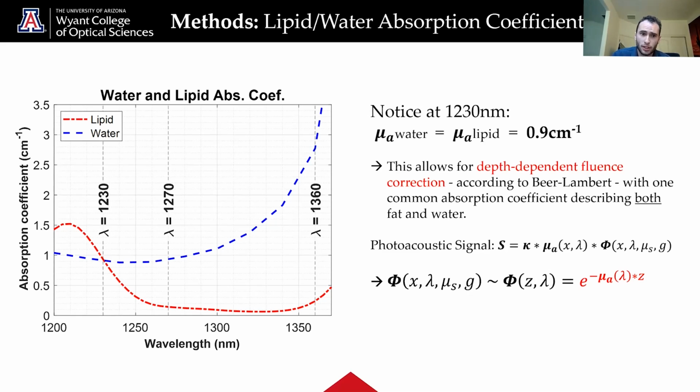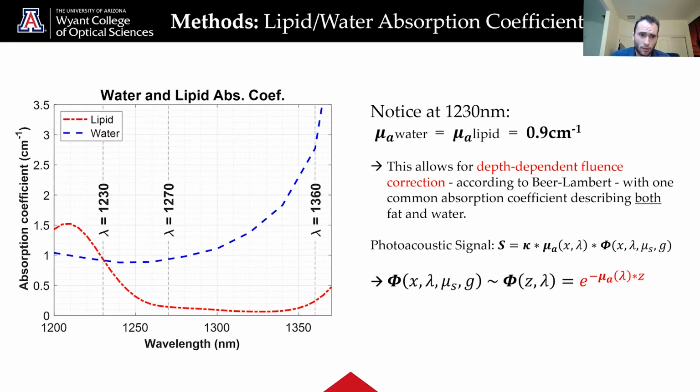If we do depth correction at 1230, where the absorption coefficients align, this allows us to operate on the assumption that most of what we're imaging is either going to be lipid or water-based. We can make the assumption that most of the tissue is going to have around this same absorption coefficient, and we can do our depth correction that way. We can talk about whether that's a good assumption to make, but with the types of samples we've been imaging, testing, and calibrating for, we believe it is a good assumption.